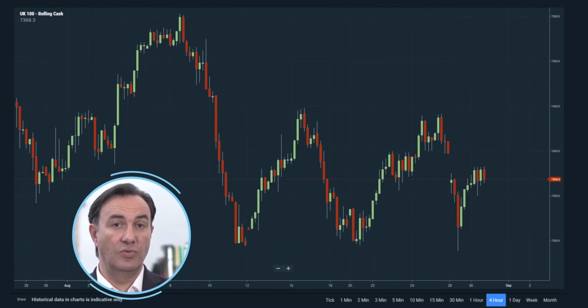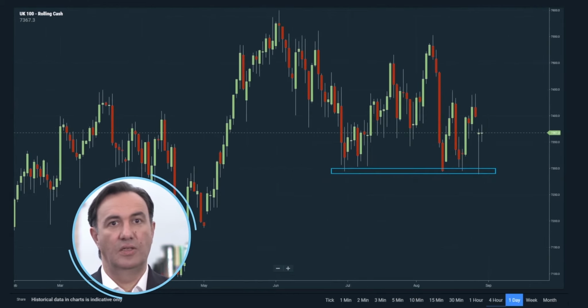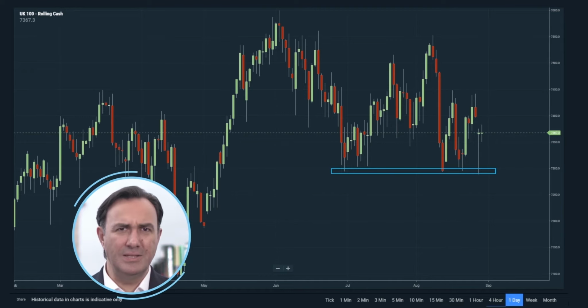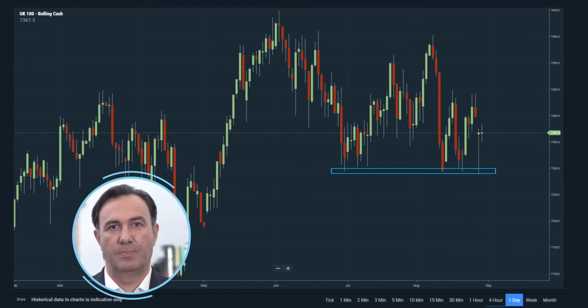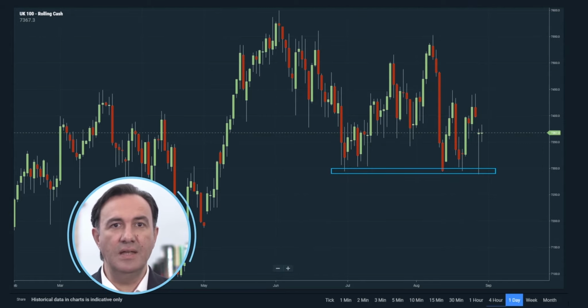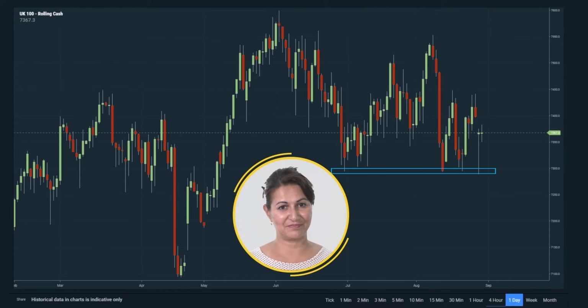If I can quickly show you a daily chart, you can see the support level at around 7,300 has actually been tested multiple times in the last couple of months. This chart package lets you carry through any analysis to different time frames. Oh yes, I see. So that makes it a significant level.